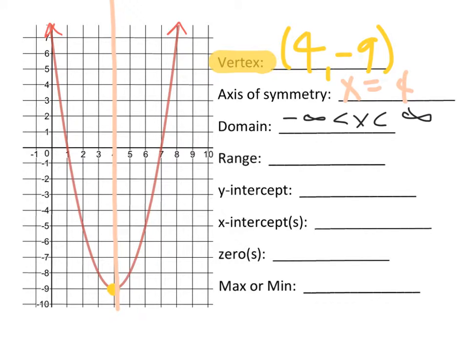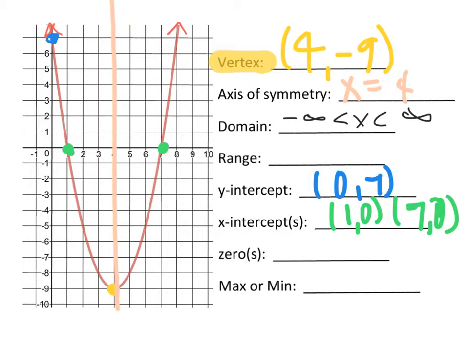We're going to skip range for now. We're going to skip to the y-intercept. The y-intercept is where the graph crosses the y-axis, which would be here at the ordered pair 0, 7. My x-intercepts are where the graph crosses the x-axis, so at these two values. The first one is 1, and that's the ordered pair 1, 0. The second value is 7, so that's the ordered pair 7, 0. My zeros are the same thing as my x-intercepts, so they are both 1 and 7.